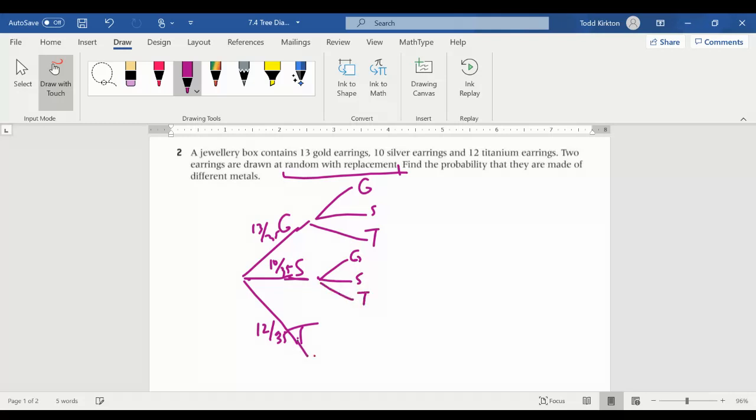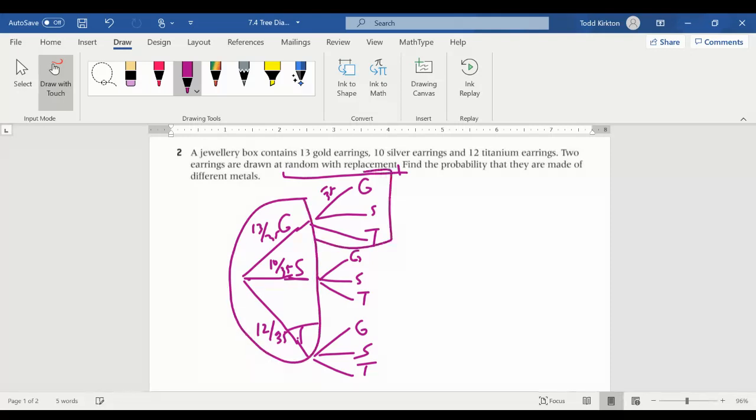That's why you need a little more space on your paper. And normally our denominator goes down by 1, but since we're putting them back in and sampling them, we could draw the same earring again. So the denominator is still going to be 35. So basically this tree is going to be repeated on each one of these.